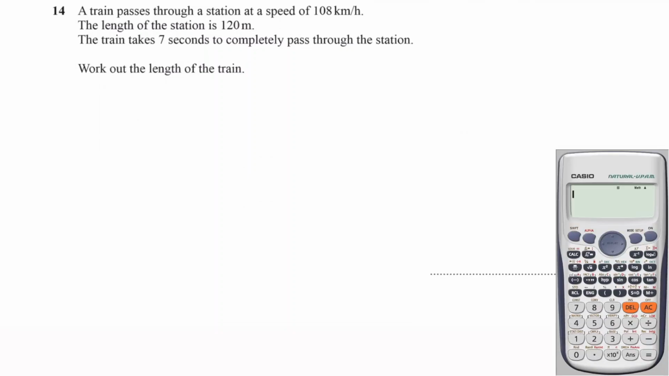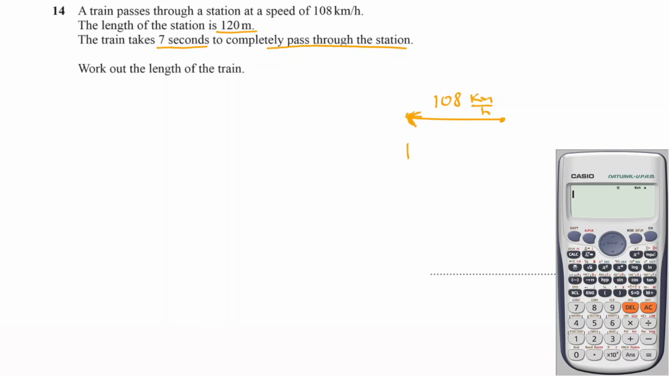Question number 14. A train passes through a station at a speed of 108 km per hour. The length of the train is 120 meter and the time taken to completely pass through the station is 7 seconds. Okay, let's say this is a train, and this is the train head, that is the engine, and this is the tail of the train. So the speed of the train is given as 108 kilometer per hour.